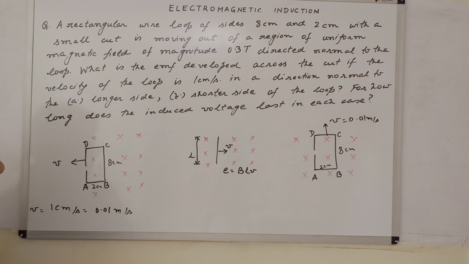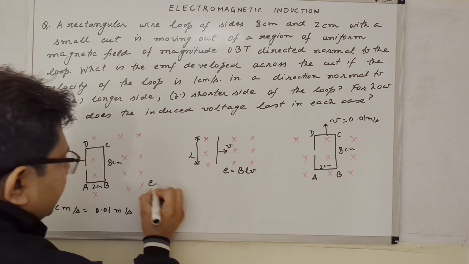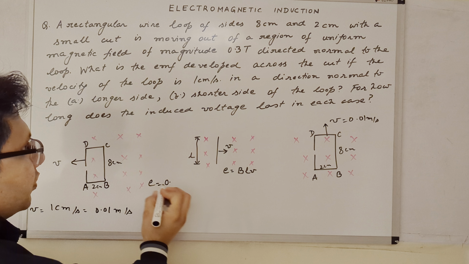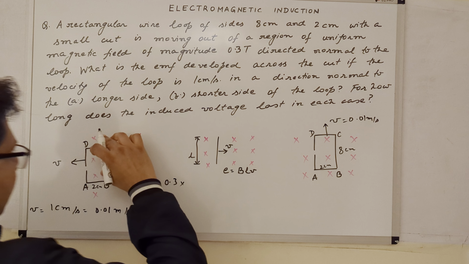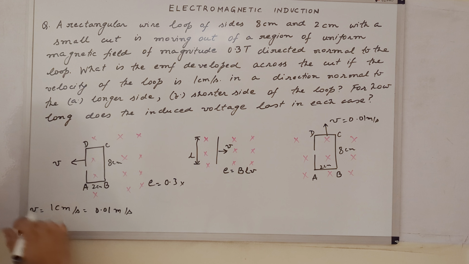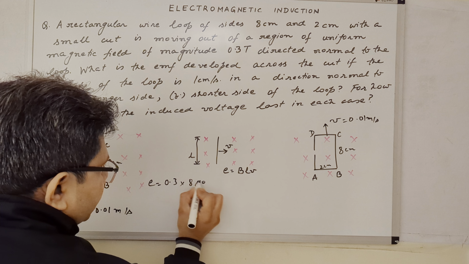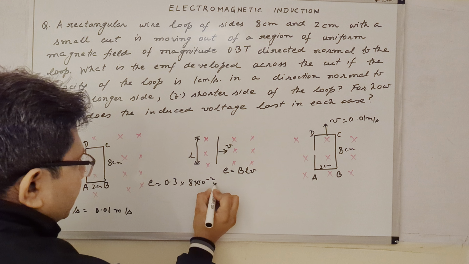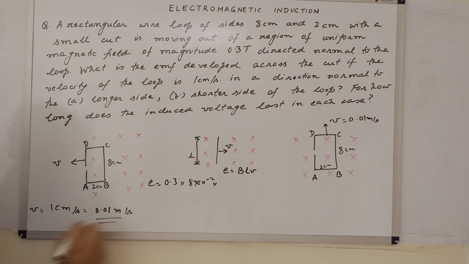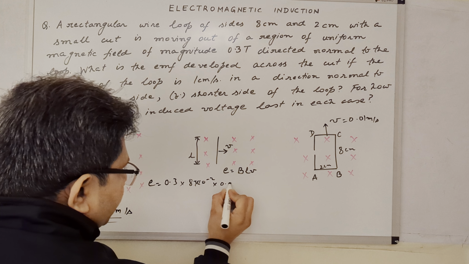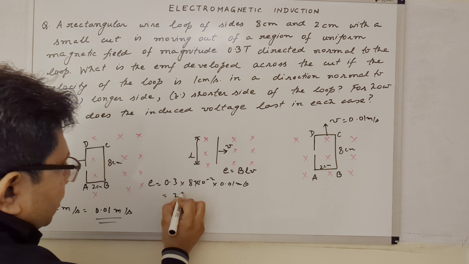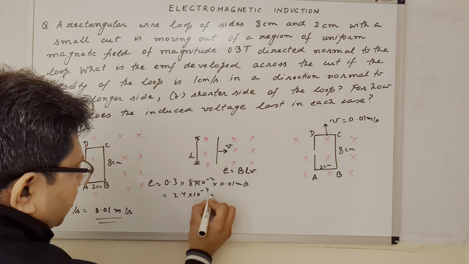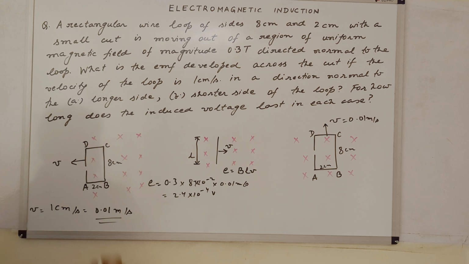Now in the CB section there is an EMF given by E equals B, which is given in this problem as 0.3 Tesla, times L, the length, which we take as 8 centimeter, equal to 8 into 10 raised to the power minus 2 meters, multiplied by the velocity, which is 0.01 meter per second. After solving, this value comes out to be 2.4 into 10 raised to the power minus 4 volts. So this is the EMF developed in the first case. Let us call it E1.